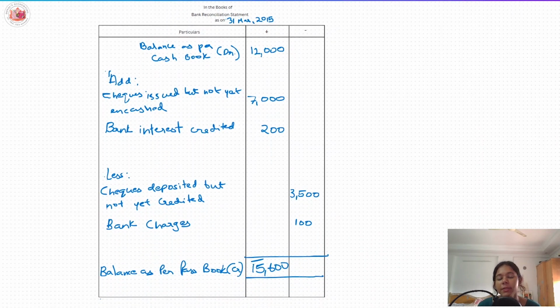So this was the case where we are starting with a favorable cash balance, that is a debit balance, and we are starting with our cash book balance and coming to our passbook balance. Now in the next videos we will be solving problems wherein we will be starting with our passbook balance and the passbook balance will be favorable. So that's all for this video. See you in the next one.